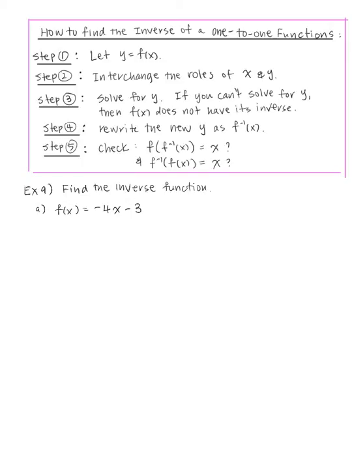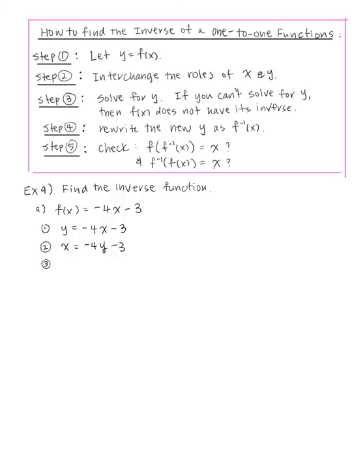Okay, so step number 1, I'm just going to write it as circle 1. Let y equal f of x. So y equals negative 4x and then minus 3. All right, now step number 2, interchange the roles of x and y. So y is going to become x, and x is going to become y.